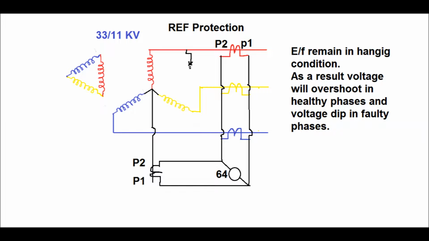So the neutral of the transformer must be connected to earth to detect any earth fault in the restricted zone of the transformer, and to sense this fault by the restricted earth fault relay.